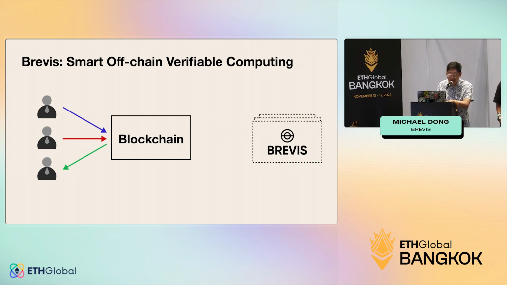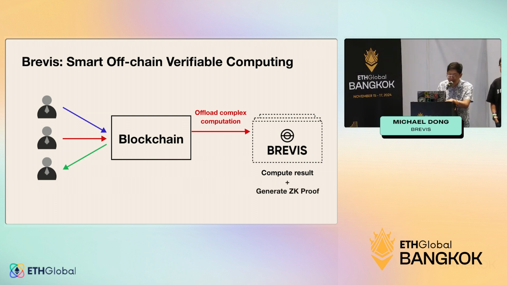Basically, we have very limited computation capability on blockchain. You can use Brevis to offload this computation to an off-chain environment. In that off-chain environment, you can run that computation, and not only the computation itself, but also generate a ZK proof of that computation result. You can then submit both the proof and the computation result back to the blockchain, where you can simply and cheaply verify the computation result.